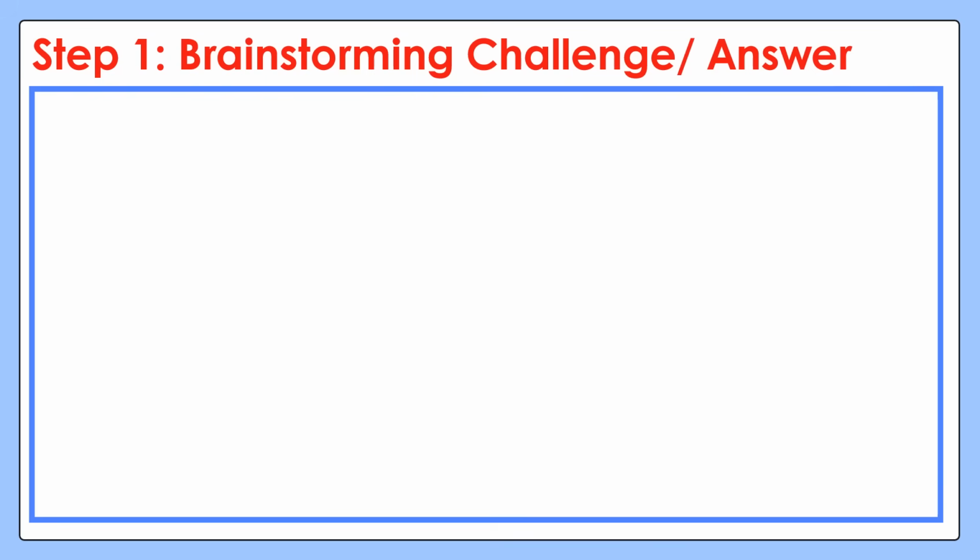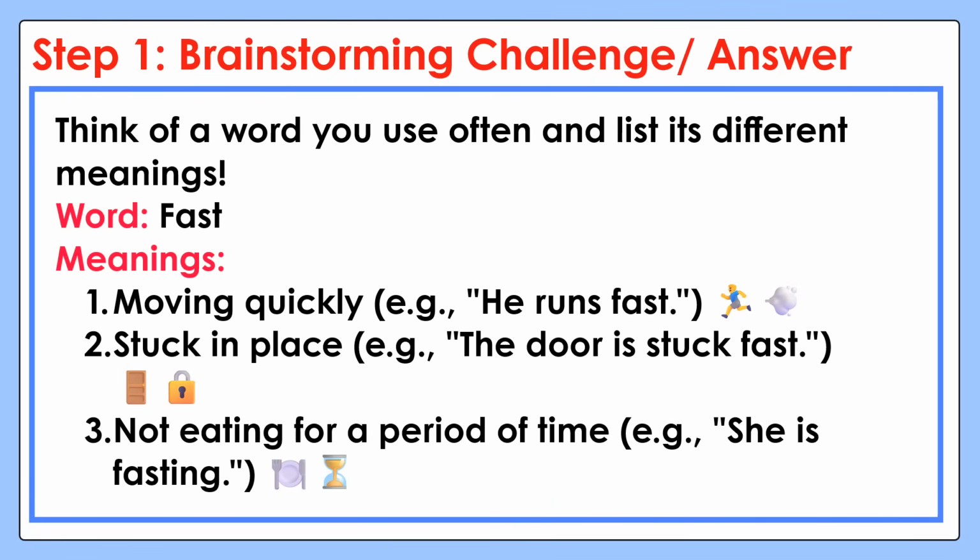Step 1, possible answer. Think of a word you use often and list its different meanings. The word is fast. Meanings: First, moving quickly. Example, he runs fast. Second, stuck in place. Example, the door is stuck fast. Third, not eating for a period of time. Example, she is fasting.